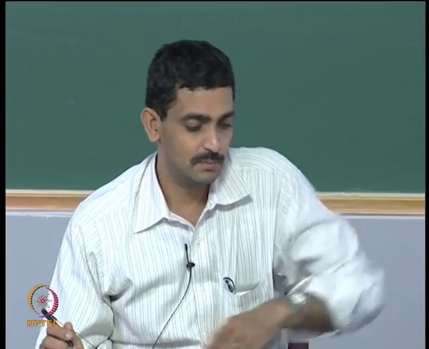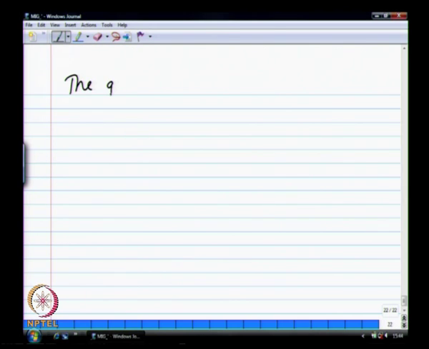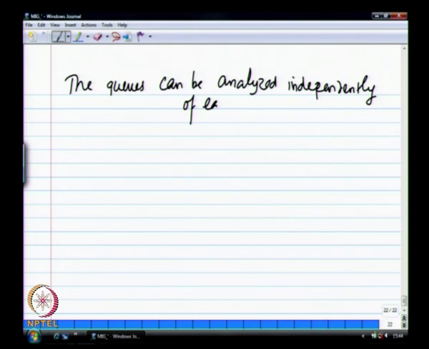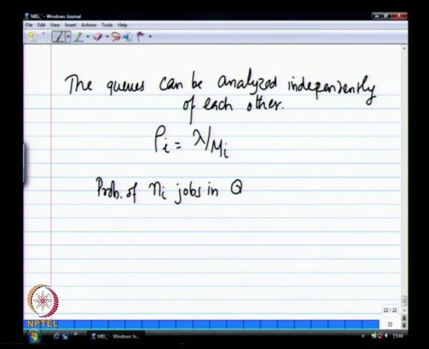Again, some of the proof we are just stating as is, but we can check it in a couple of minutes or so. So that result is what led to this analysis, that the queues can be analyzed independently of each other. Okay. So if I define rho i as lambda by mu i, the probability of n i jobs in Q i is the same thing: rho to the n into 1 minus rho i, and we will assume that rho i is less than 1.